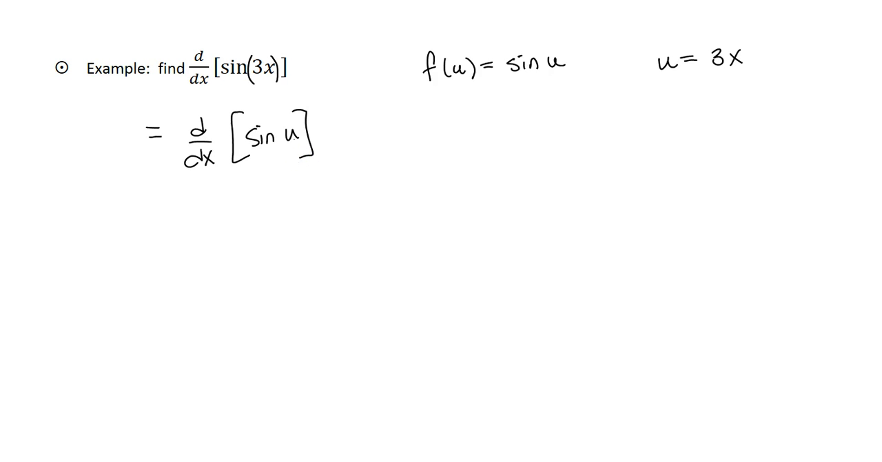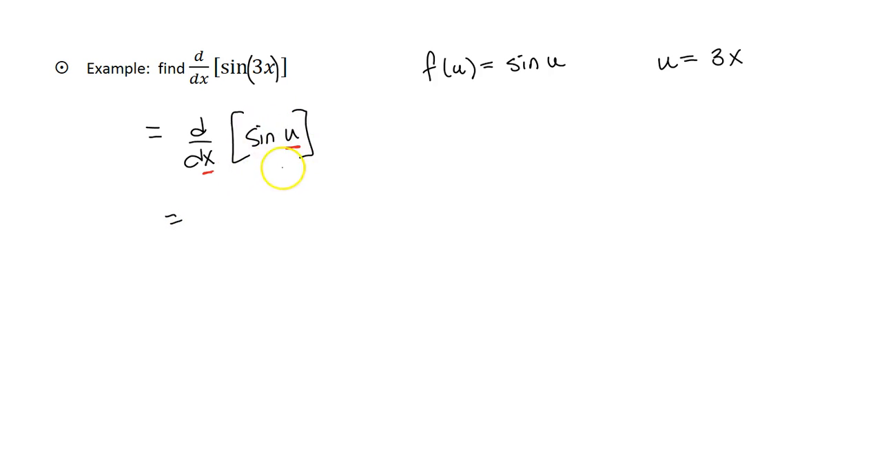Now when you're writing it in this format, it's kind of easy to see what's going on here, because you've got the derivative with respect to x of something in terms of sine of u. And whenever that's the case, whenever those variables don't match up, that's a big clue that you're going to need to use the chain rule.